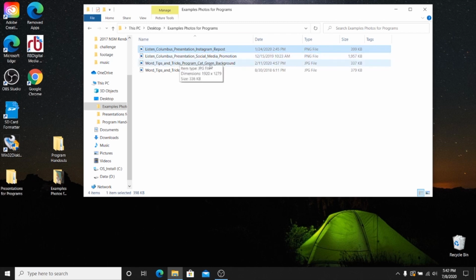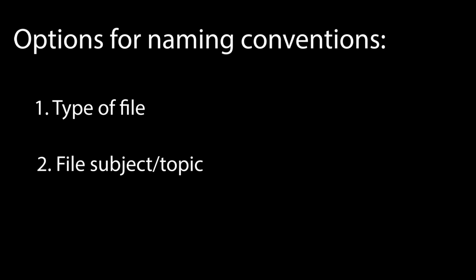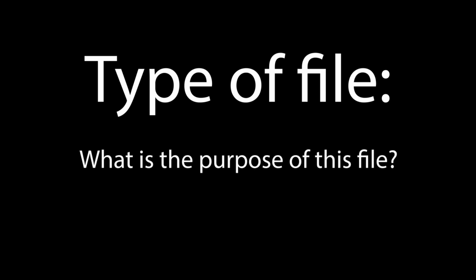So here are some things to think about when it comes to naming your files. One option for basic naming is the type of file, one is the subject or the topic of the file, and one is the date. Now, when I say type of file, I don't mean PDF versus Word versus JPEG versus PNG. There's nothing to do with the format of your file or the software programs that you would use to open that file. When I say the type of file, I mean the actual purpose of it.